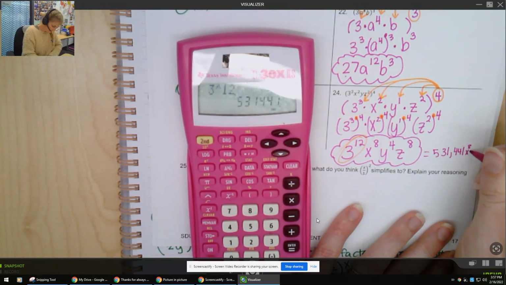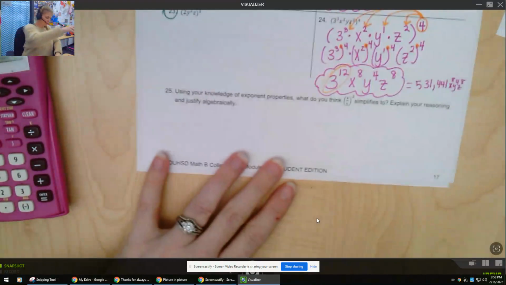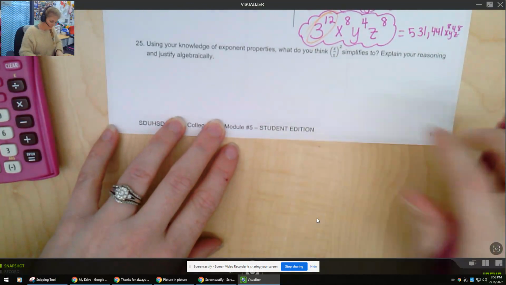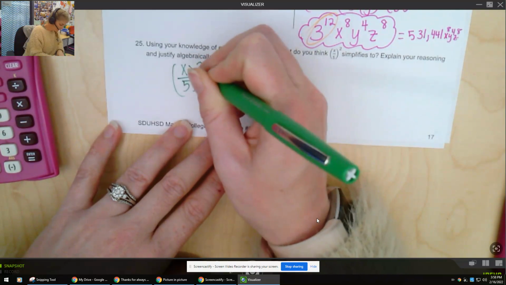531,441, x to the 8th, y to the 4th, z to the 8th. Sneak it in there. Okay. So now we're going to use our knowledge of exponent properties to think about what (x over 5) to the second simplifies to. So here we'd have (x over 5) to the second.